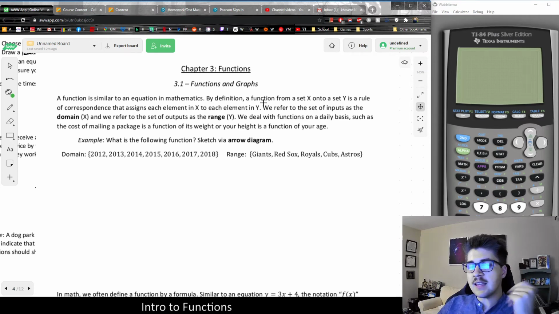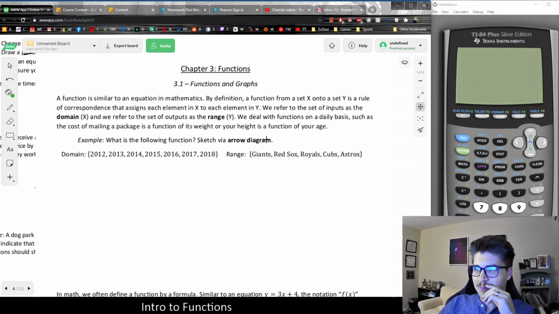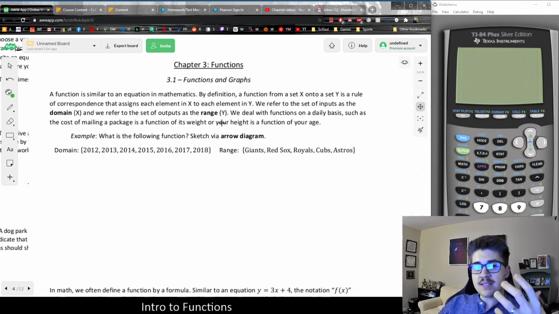Basically, let's just jump into an example, because I feel like I'm struggling to explain the basics of what I'm talking about. One set of the function is called the domain, or the set of inputs, and the range is the set of outputs, where that would be like cause and effect. It would be the relationship between one group of things and another. So let's say the domain of our function is set to be 2012, 2013, 2014, 2015, and so on. And the range is set to be Giants, Red Sox, Royals, Cubs, and Astros.